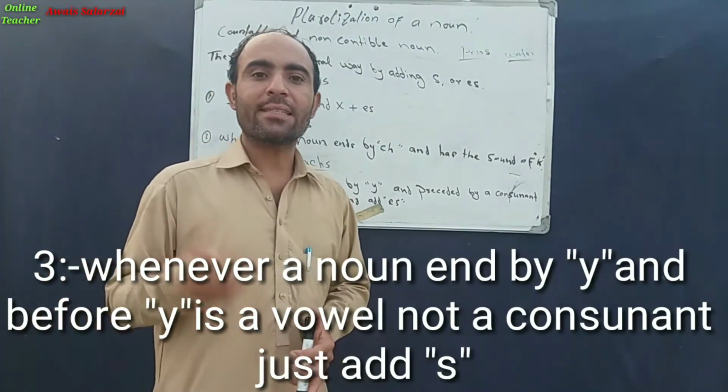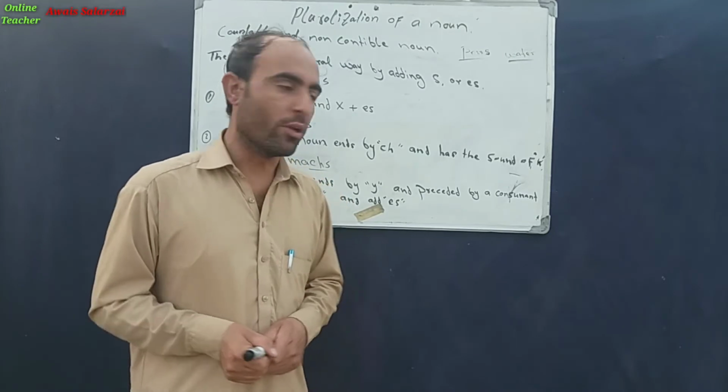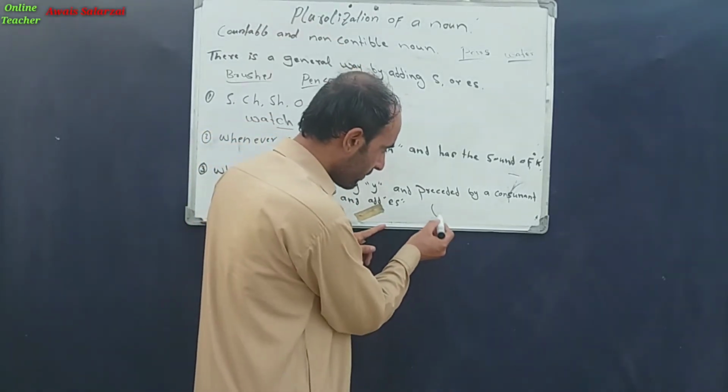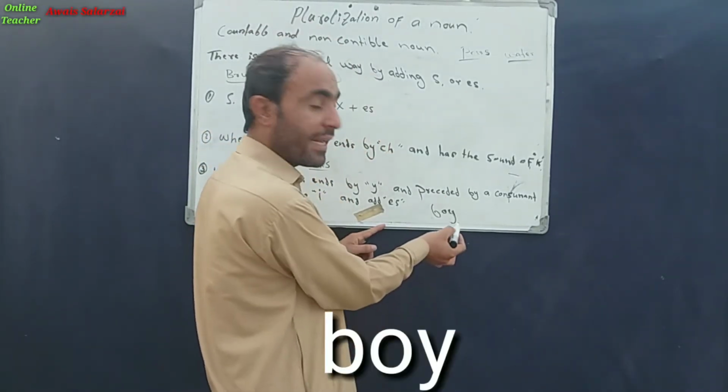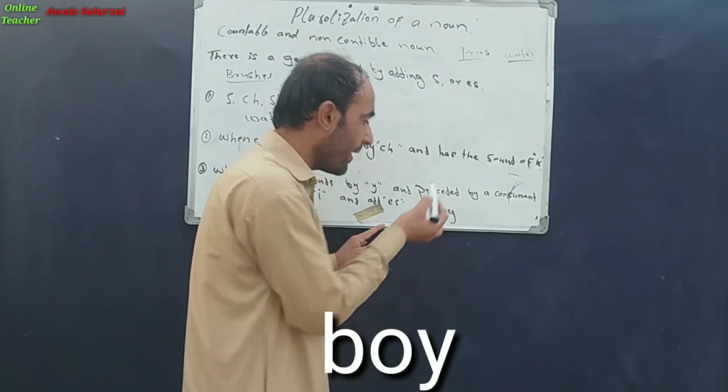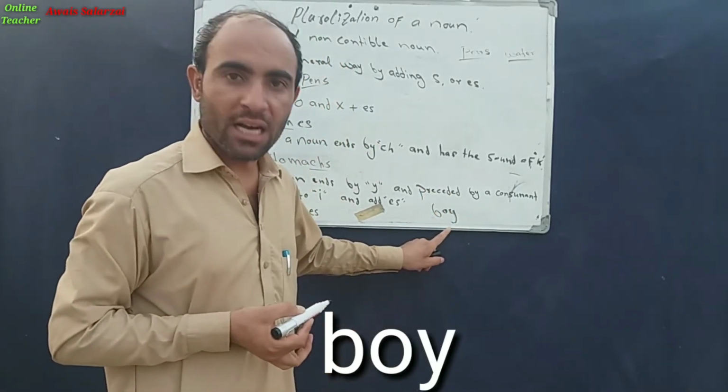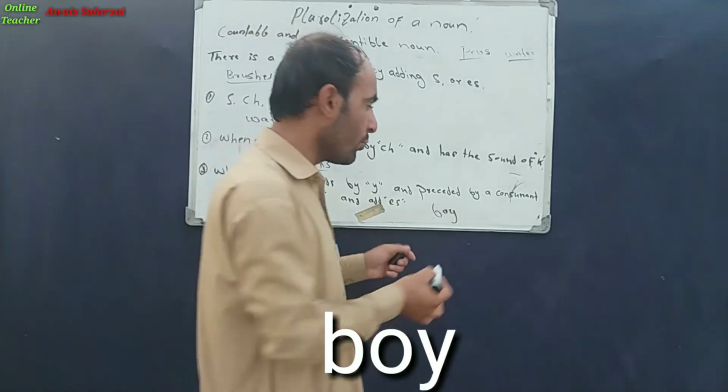And next, whenever a noun ends with y and before y is a vowel, not a consonant, just add s at the end of the word to make it plural. For example, boy. It ends with y, but before y here is a vowel, not a consonant, so just add s to make it plural.